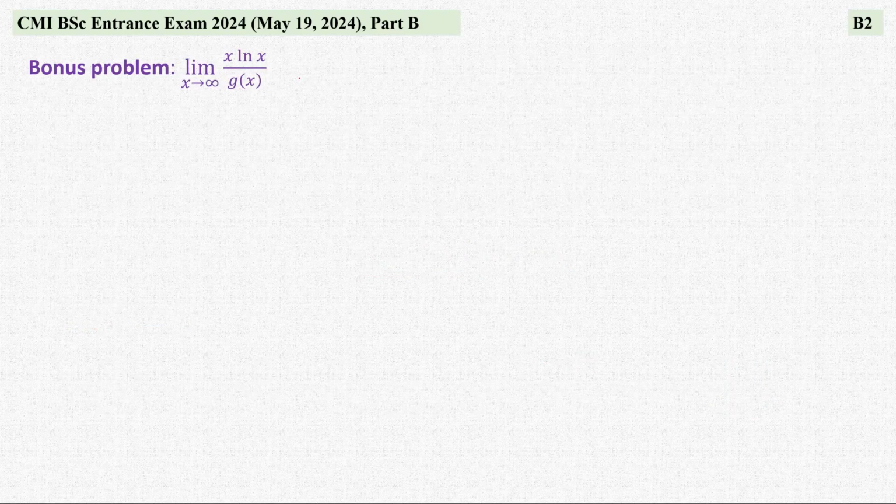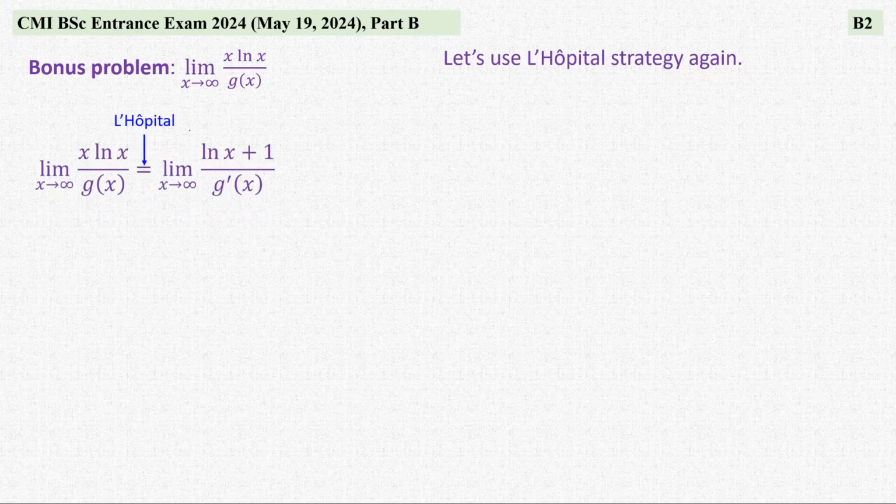And the bonus problem, which is a bit more interesting. We have to find the limit of x ln x divided by g of x, and let's use the L'Hopital strategy again. So by L'Hopital's rule, now we have the limit of the derivative of x ln x, which is ln x plus 1, so ln x plus 1 divided by g prime of x. Examining the derivatives, you can realize that this limit is still in infinity over infinity form.